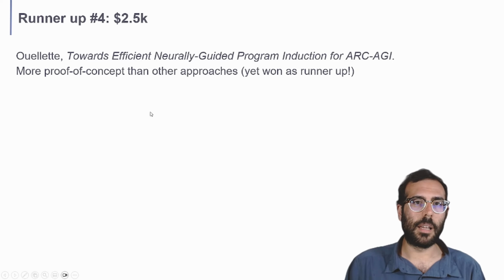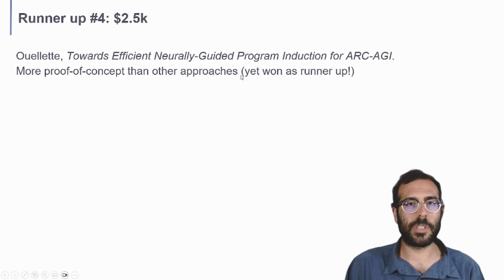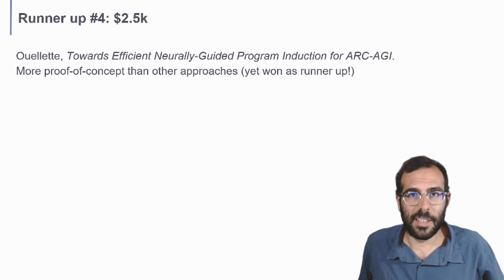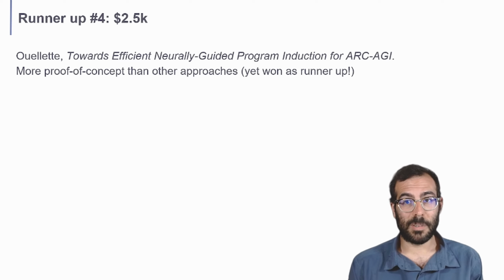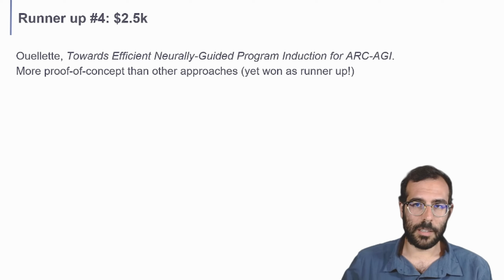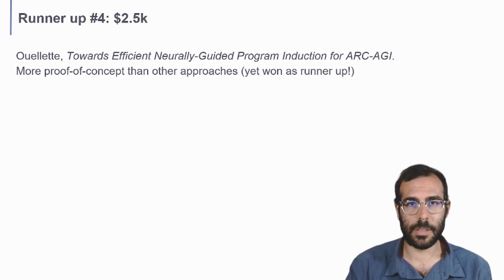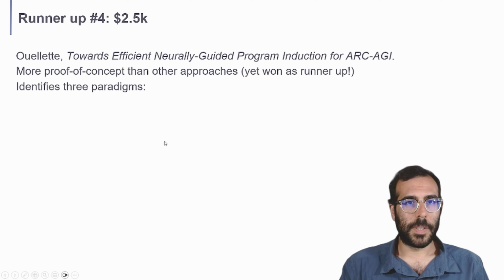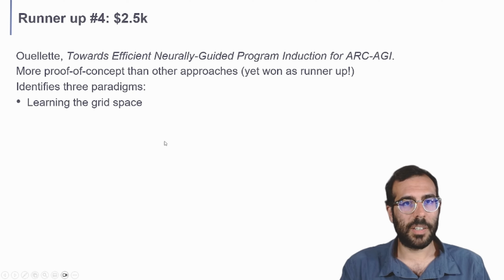Finally, I think finally, yes, we have this paper, Towards Efficient Neurally Guided Program Induction for ARC-AGI. This is more of a proof of concept than other approaches, and yet it was a runner-up, which goes to demonstrate that innovation is the point and not performance. And what it does is identify 3 different paradigms. So you can learn the grid space.